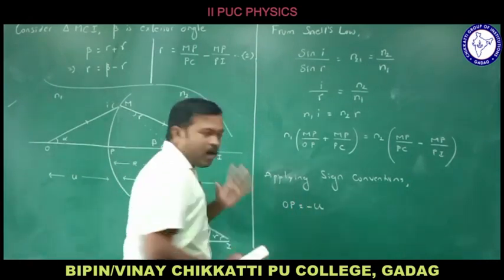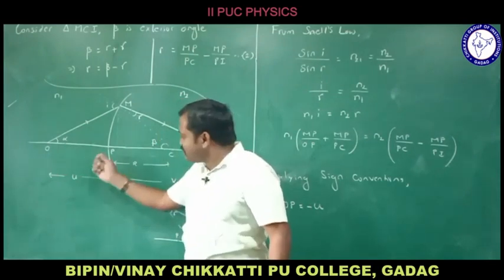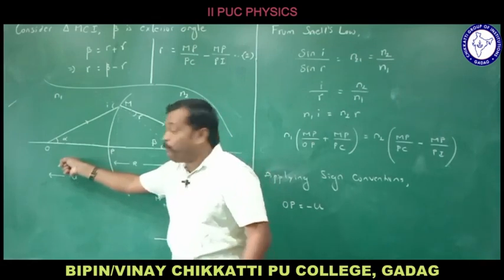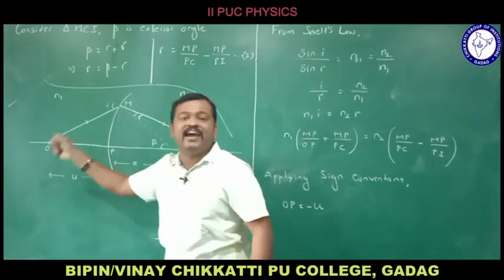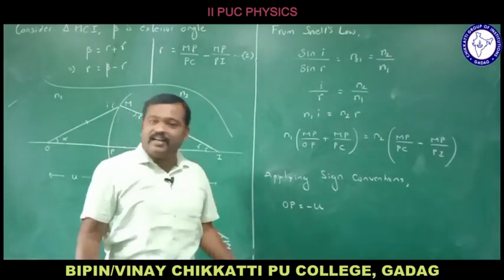Okay, come on, tell me why OP is negative here? U is negative because distances are measured from pole. Okay, I am sitting here and I am measuring distance and I am moving opposite to the incident ray. As I am moving opposite to the incident ray, I need to take U as negative. So OP, shall I take it as minus U?